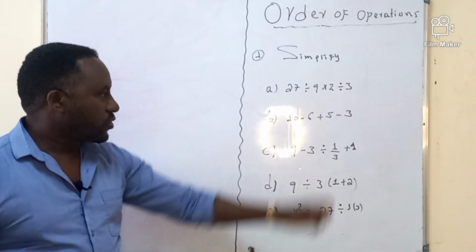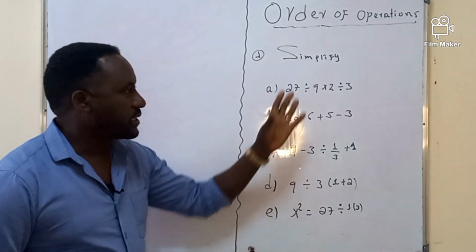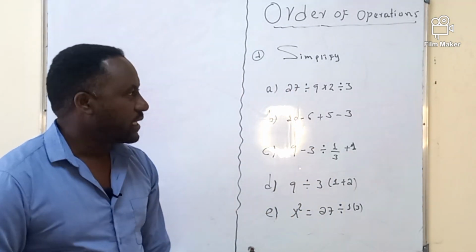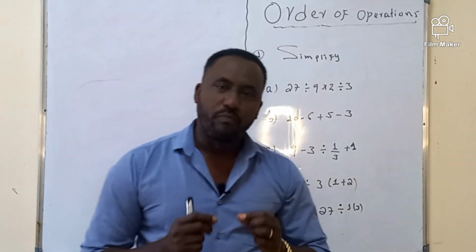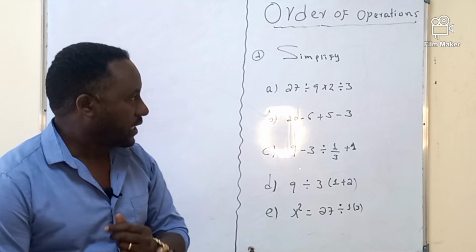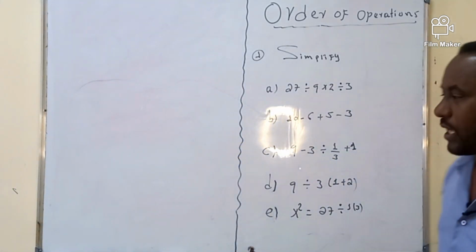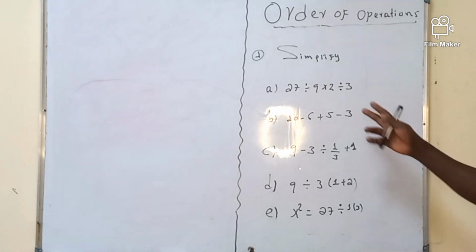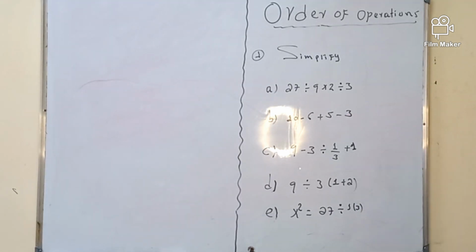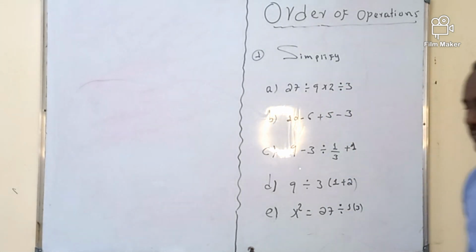And I'm going to show you where common mistakes are always made. You know that some students make mistakes. I'm going to show you how students generally go wrong when they solve this problem. So now let's see the order of operations.